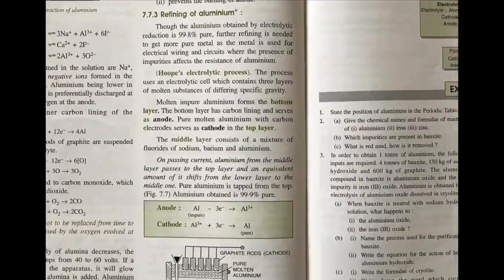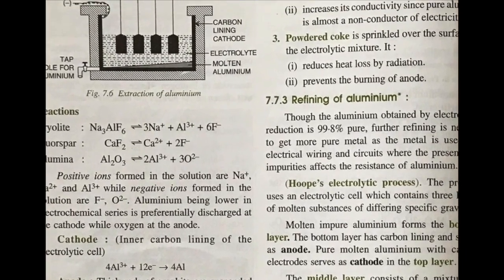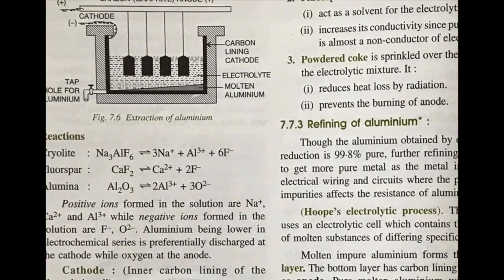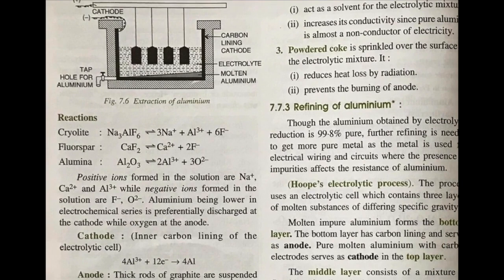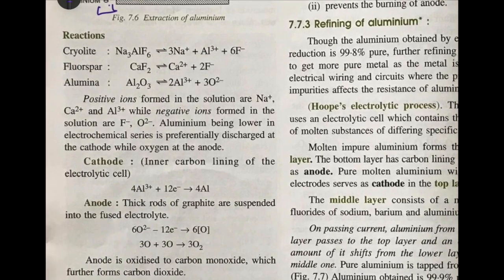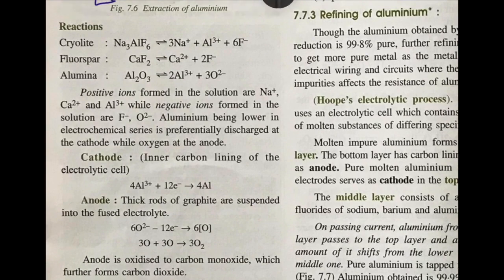So this was the apparatus used for the electrolysis of aluminium. We already discussed that. Gas lining was the cathode, electrolyte here, the melt there, this is sloping here, you can see, so that the melted aluminium flows down and it is easy to collect.